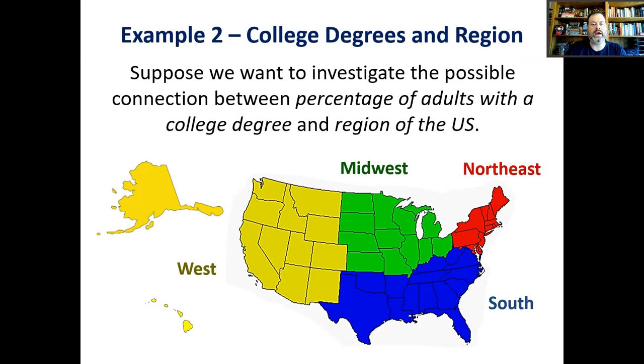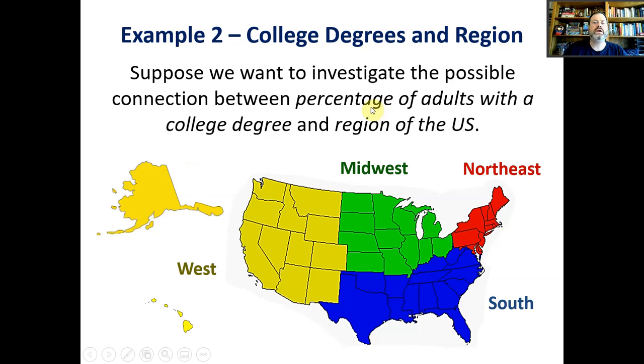So what we're going to look at is sort of a geographical study about college degrees and region of the U.S. So suppose we want to investigate the possible connection between percentage of adults with a college degree and region of the U.S. So a couple of things I want to point out here. The explanatory variable would be region of the U.S. The response variable would be percentage of adults in each state with a college degree.